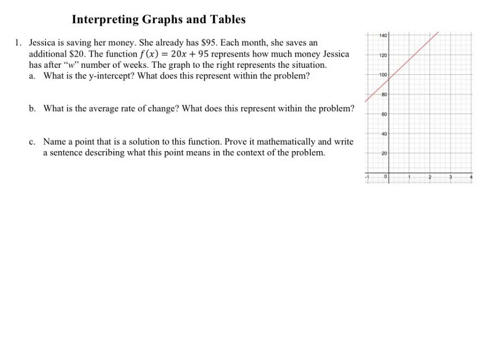Let's highlight some important information. She already has $95, so that's what she starts with. And each month, she saves an additional $20. And we are actually going to take that month and change that to weeks, because later on in the problem we talk about weeks. We also have the function f of x equals 20x plus 95. And finally, we know that W is the number of weeks.